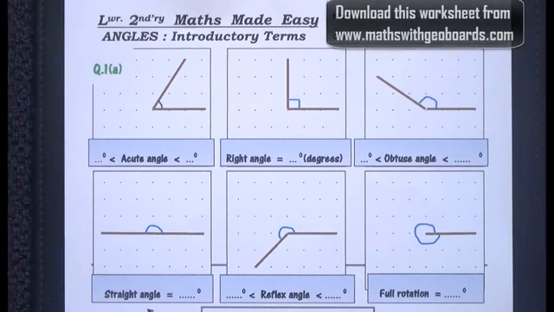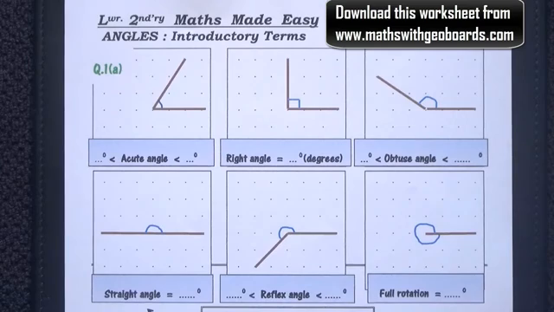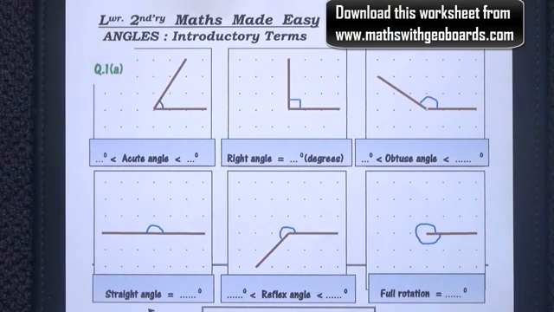G'day. Today I'd like to talk about the introductory terms you'll need for the study of angles. I have 6 kinds of angles here I'd like to briefly show you on the Geoboard.